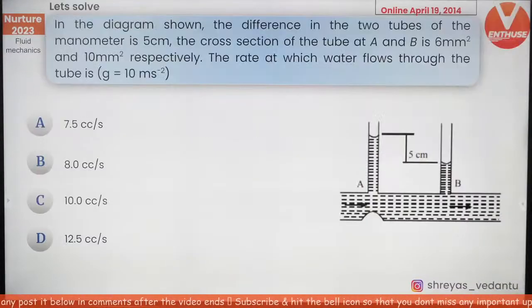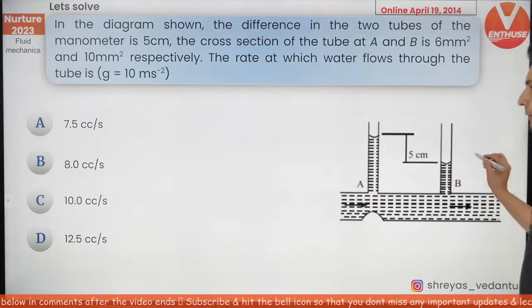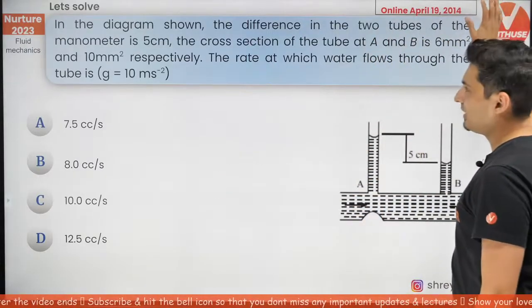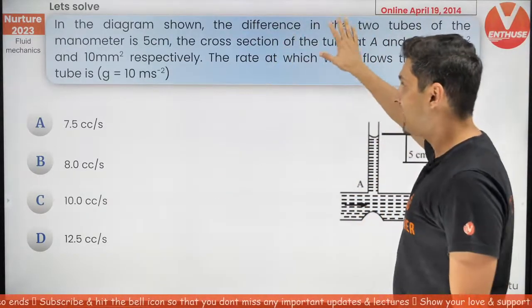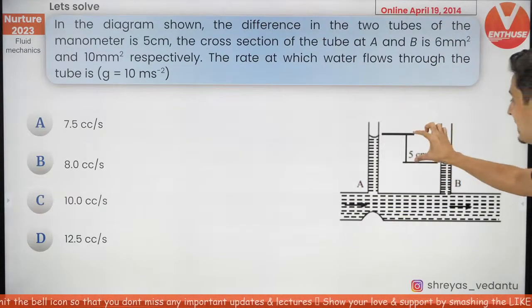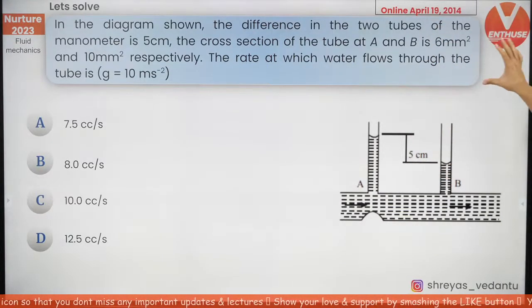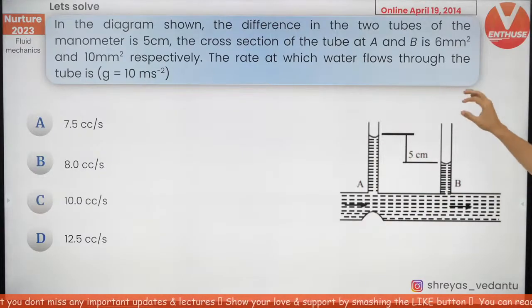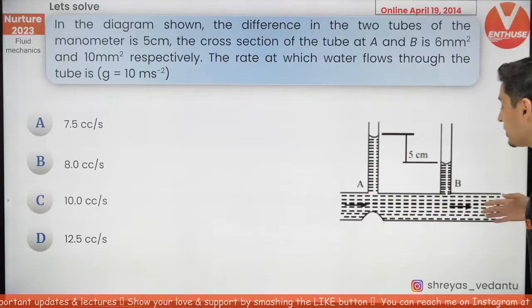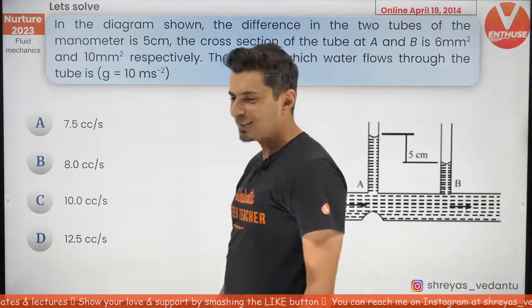All right. So let's talk about the final question on Venturi meter, which was asked in 2014. In the diagram shown, the difference in the two tubes is 5 centimeter. The cross section at A and B is 6 millimeter and 10 millimeter square respectively. What is the volume flow rate?